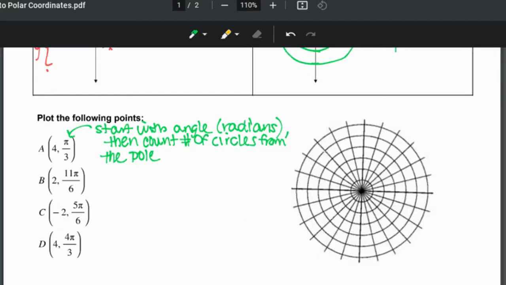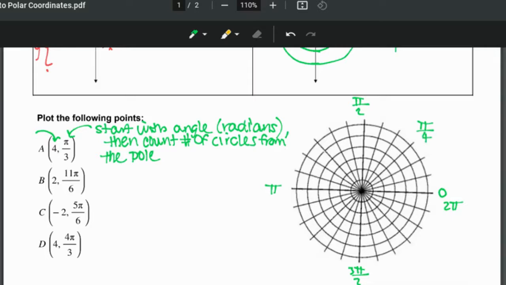When you plot points on the polar coordinate plane, you're going to start with the angle first. It's measured in radians, and then you're going to count the number of circles away from the pole. In this case, it would be 4 circles outward from the pole. All right, so now we have to figure out where is pi over 3. So we know that when we are looking at radians, it's 0, and then pi over 2, and then pi, and then 3 pi over 2, and then 2 pi. So nothing changes there. Halfway between 0 and pi over 2 is pi over 4.